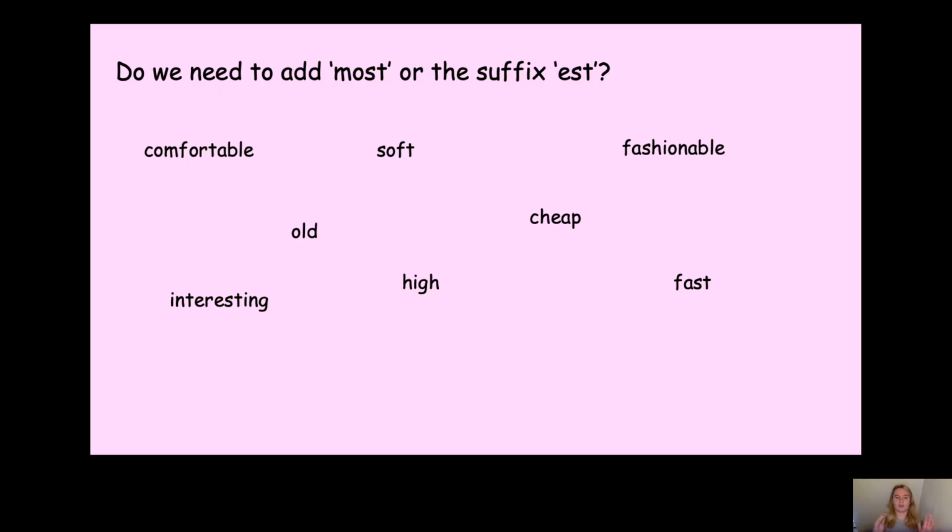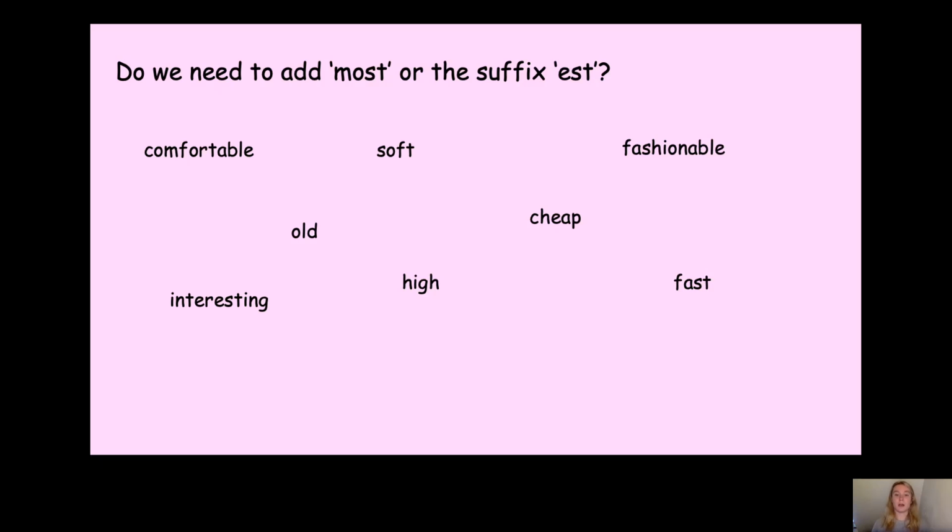Then we have interesting. Okay, let's clap along to this one. Interesting. There you go. I got it wrong the first time. Let me do it again. Interesting. So there's 3 syllables. So that means we need most. So you could say my book on the dinosaurs is the most interesting book on my bookshelf.